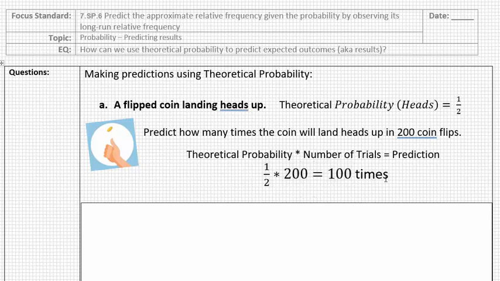An important thing to note here is that we could try doing this 200 times, and it may not be exactly 100 times, but it would probably be around 100 times. That is a pretty accurate prediction based on the theoretical probability of a coin landing heads up. So let's try another example.